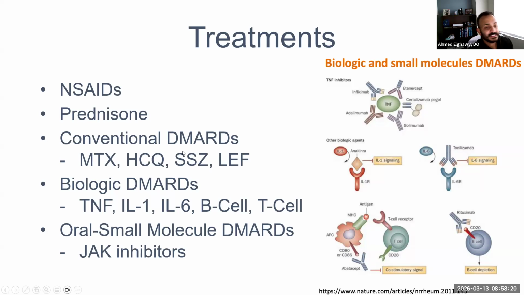We have conventional disease-modifying anti-rheumatic drugs, or DMARDs, like methotrexate, sulfasalazine, leflunomide, hydroxychloroquine. You don't necessarily need to know these medications. You just need to know that these are the medications for rheumatoid, but you don't need to know much about them. Then we have the biologics.